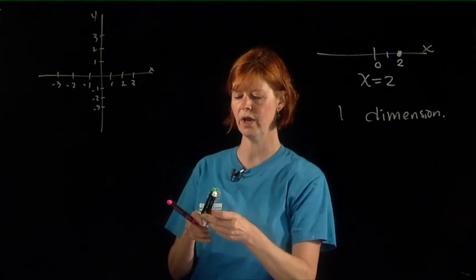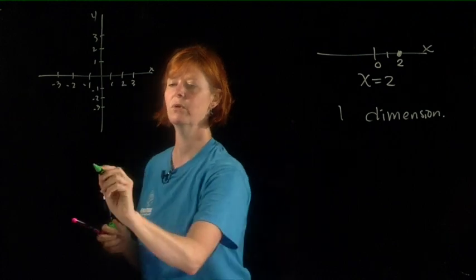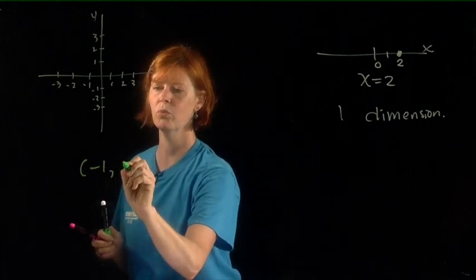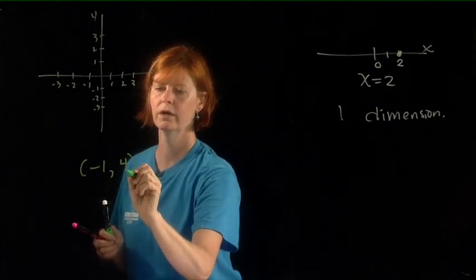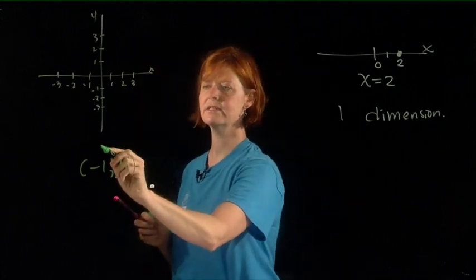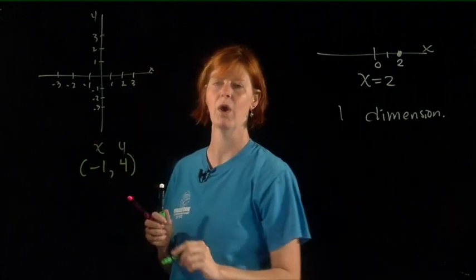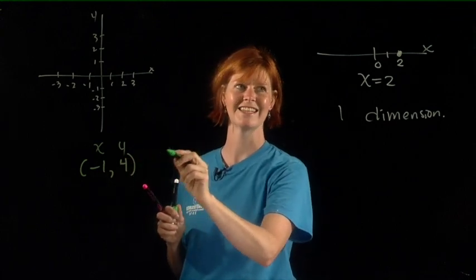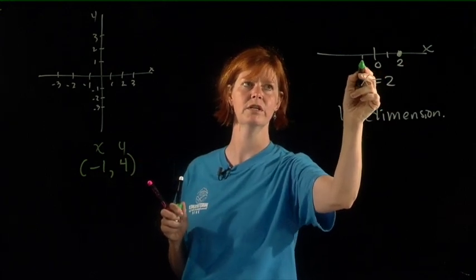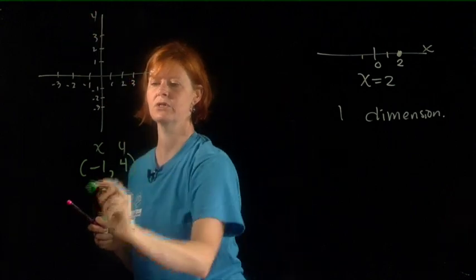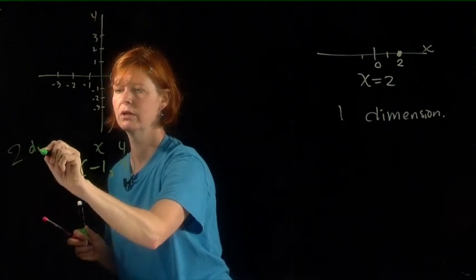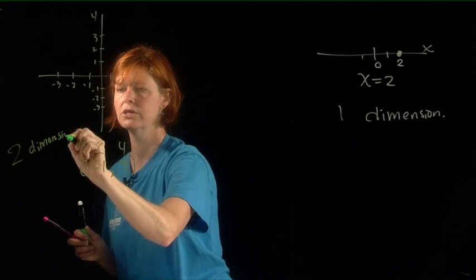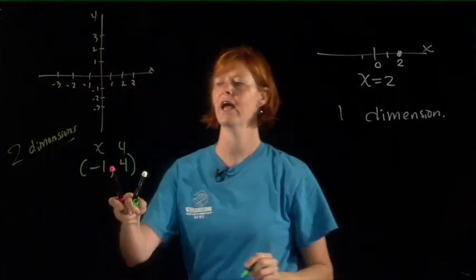Okay, let's do another one. Let's do the point (-1, 4). You're going to remember this because it's alphabetical order, x, y. So moving -1 on the x-axis. Same thing as if it were in one dimension, but this is in two dimensions. Let me write that down. Two dimensions. Okay, an x and a y.